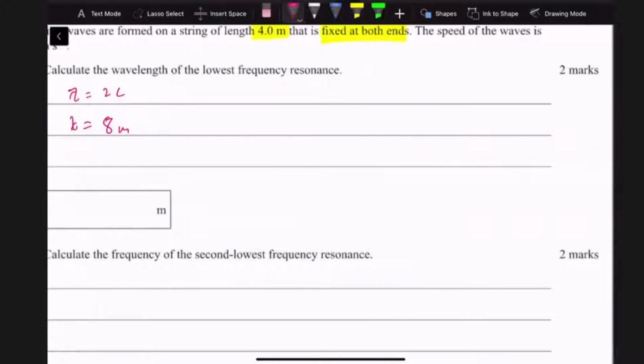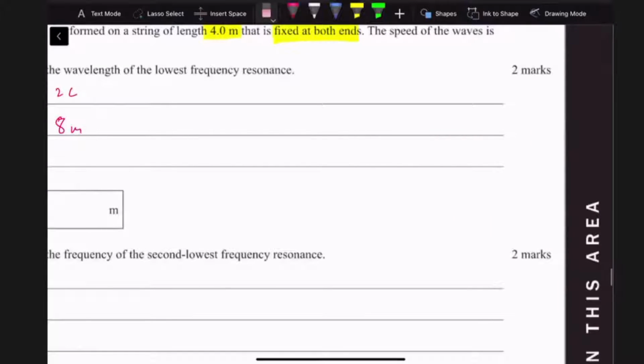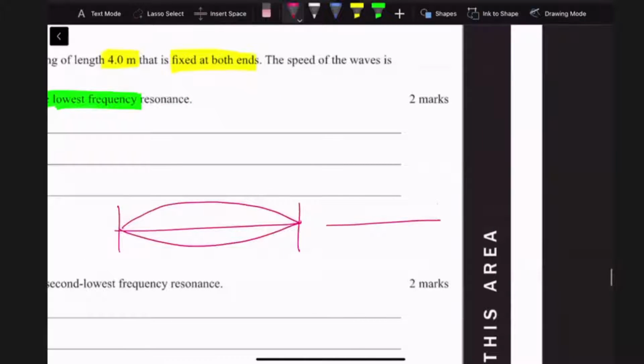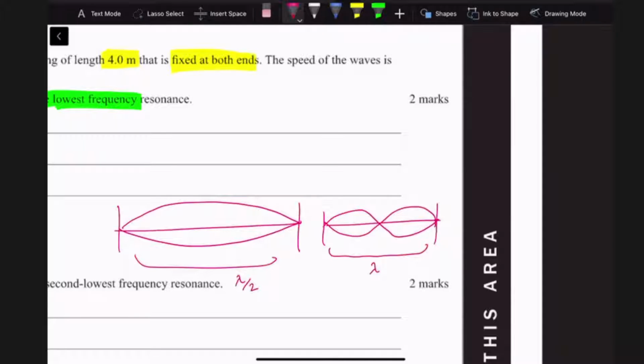But if you ever forget how to do that, you could always consider a string that's closed at both sides, and you know you have to have a node at each side. So we want the lowest frequency, so we want the biggest wavelength. The biggest wavelength we could have is this one, because if you draw more, so this is the wavelength now, but in this one, this was only half the wavelength. So you can see having the lowest amount of packets gives you the highest wavelength.